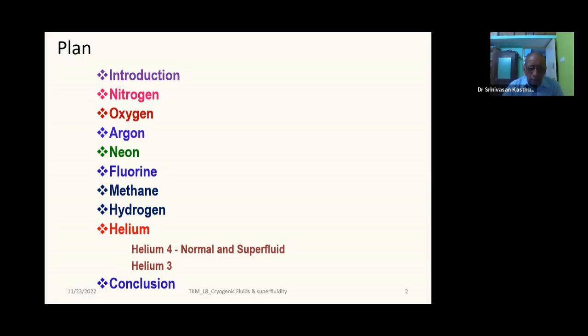When you come to helium, you have very different behavior of this fluid. Namely, you have a normal fluid and then the superfluid. So the properties of normal and superfluids are very, very different. And a similar thing also happens in the case of helium-3, but we will just mention helium-3. We have already seen the application of helium-3 in reaching very low temperatures. In the last lecture, we saw the dilution refrigerator using helium-3. We conclude this lecture.